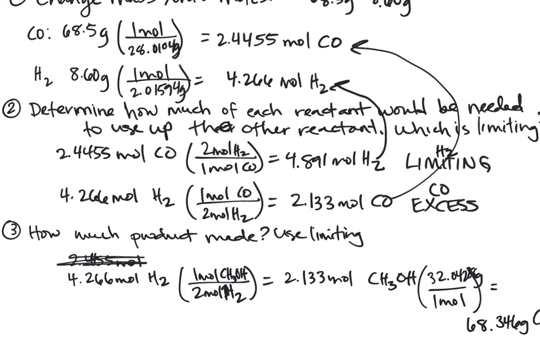So that's the basics of limiting reactants. You can figure out which of the reactants limits the amount of product that will be made, and you can determine how much excess you have of one reactant, what will be left over, and you can also then use the limiting reactant to determine how much of the product will be made.